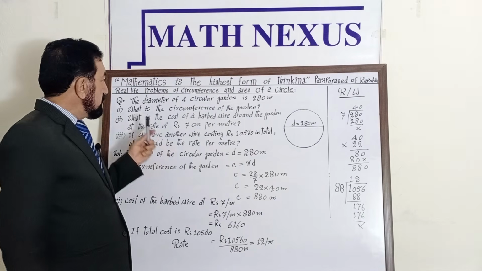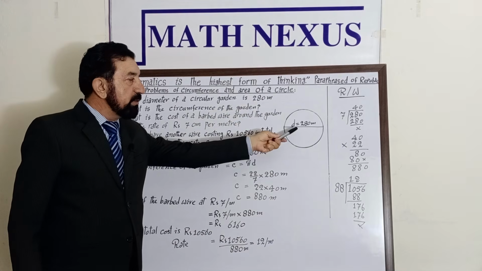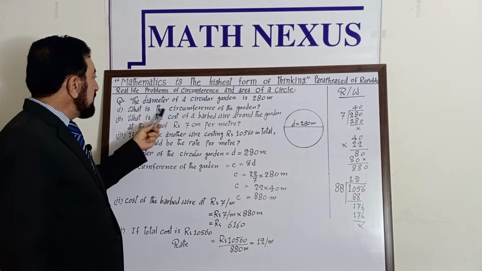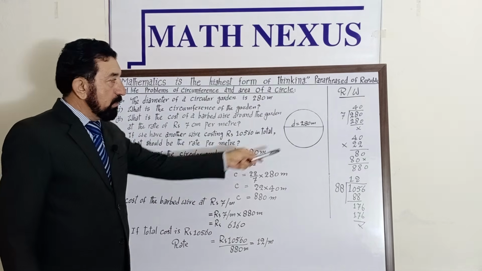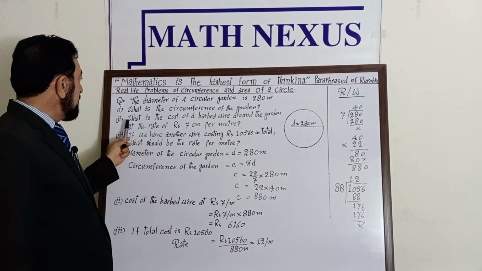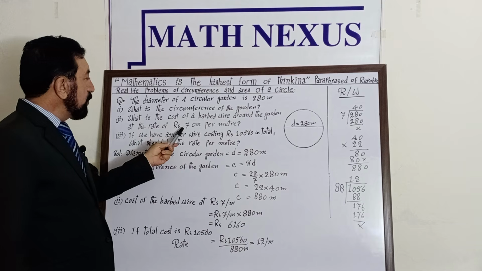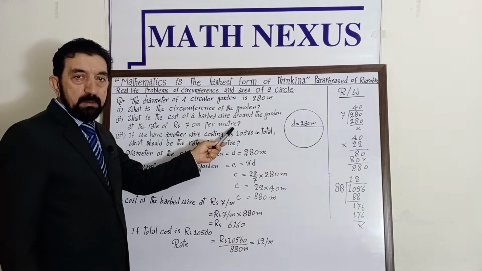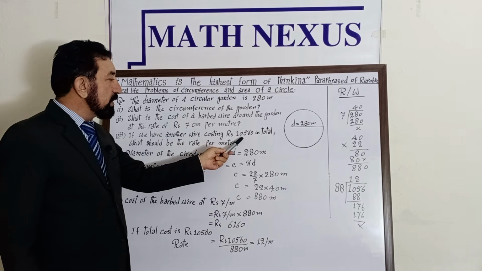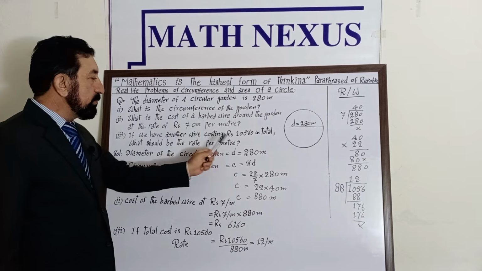Look at the question. The diameter of a circular garden is 280 meter. Diameter is already given, 280 meter. First, what is the circumference of the garden? C equal to unknown. Second, what is the cost of a barbed wire around the garden at the rate of rupees 7 per meter? Third, if we have another wire costing rupees 10,560 in total, what should be the rate per meter?